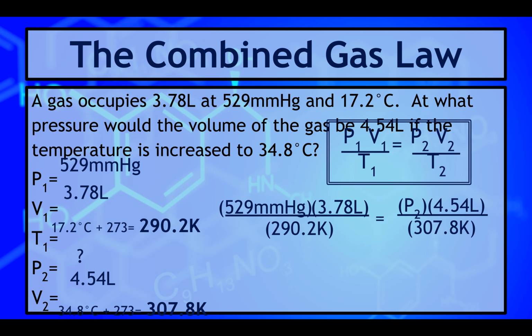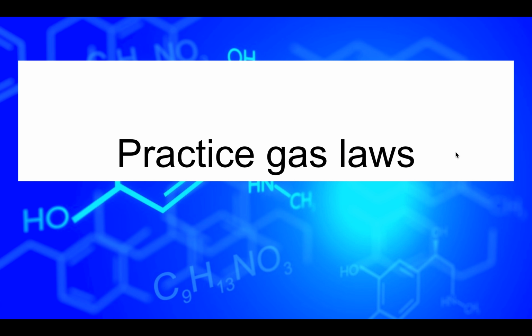Now all we're doing is we're going to go ahead and solve for the pressure. So this just becomes an algebraic equation. You solve, and the answer is 467 millimeters of mercury. Again, you weren't asked to change from millimeters of mercury to a different pressure, so we can leave it right there. So now we're going to give you time to go ahead and practice gas laws, and we'll walk you through how to do some of these.